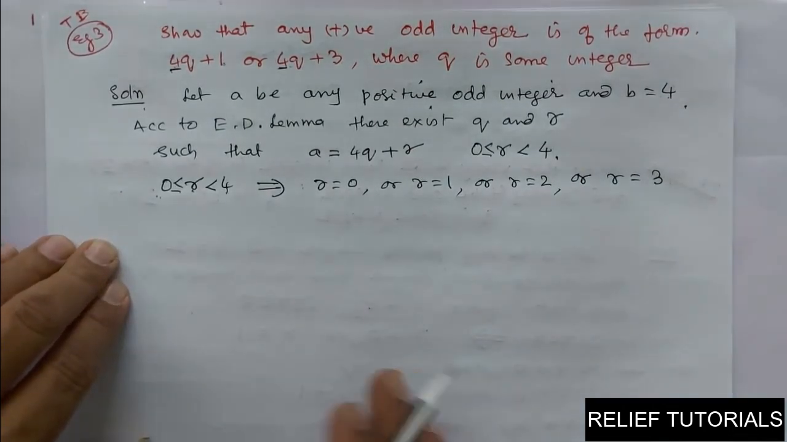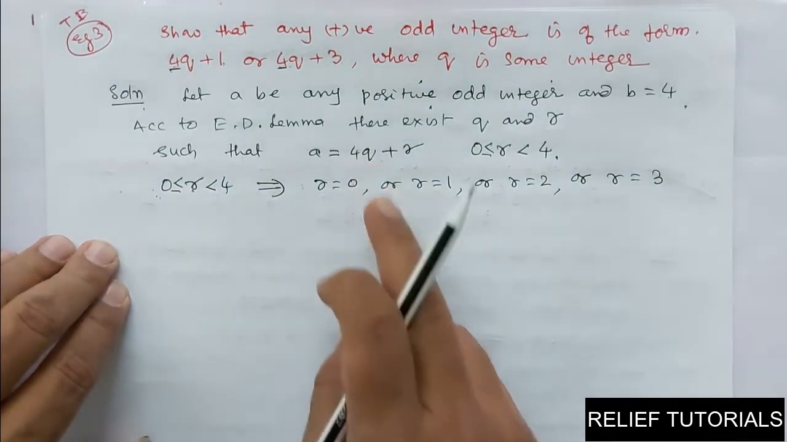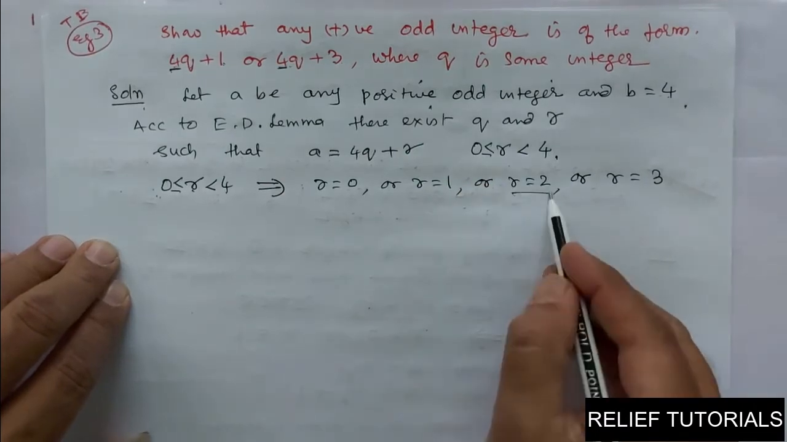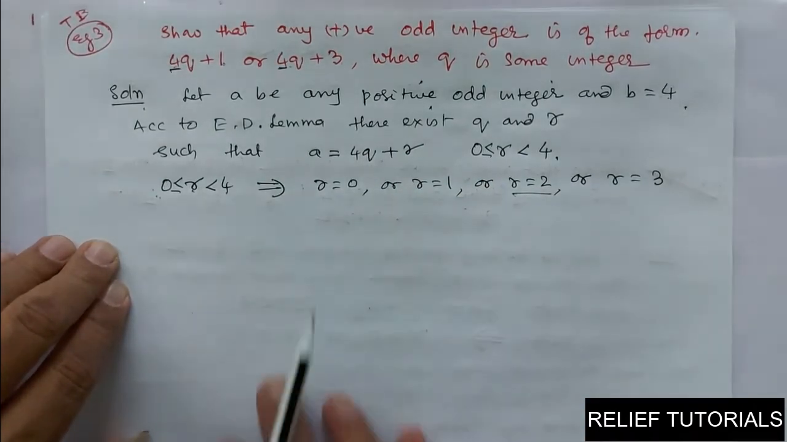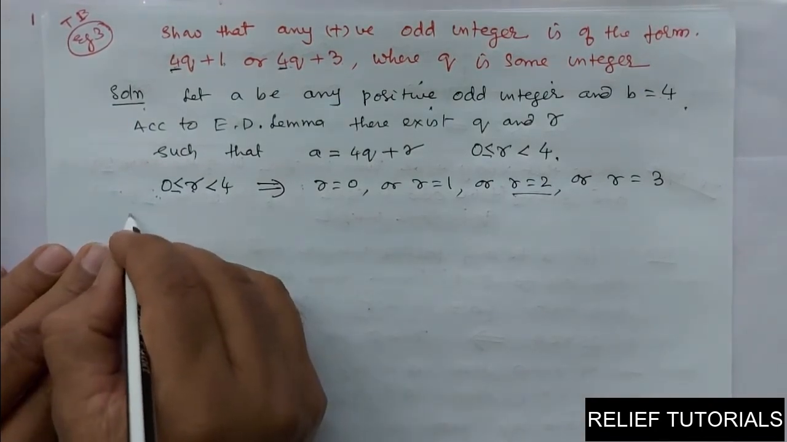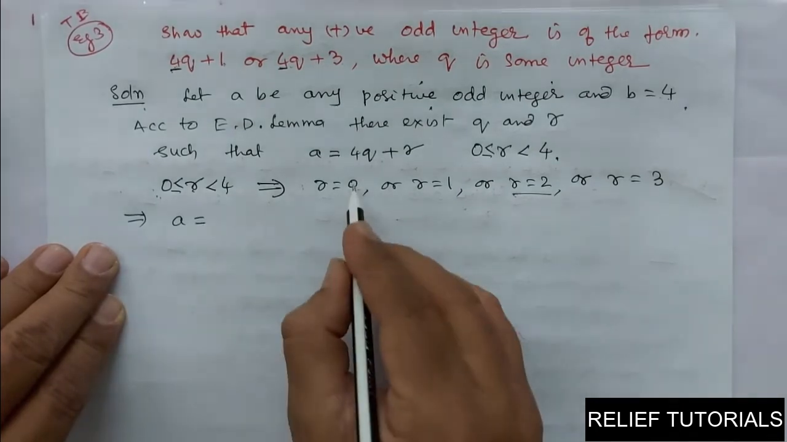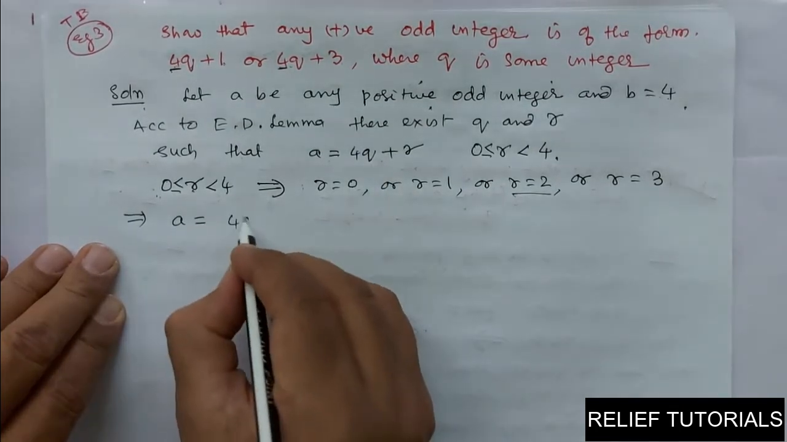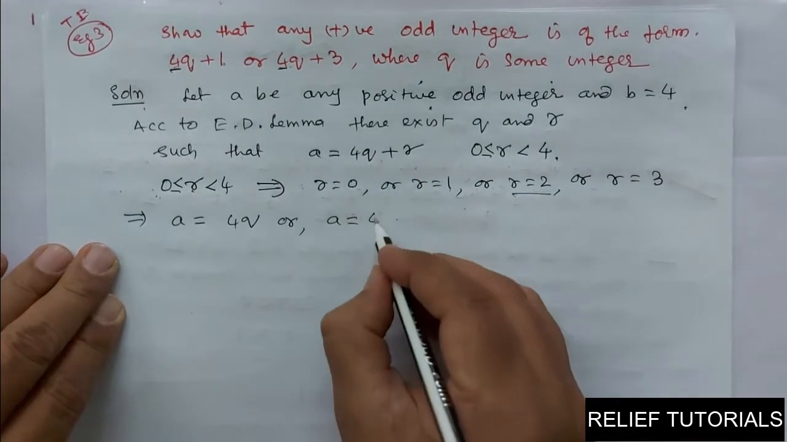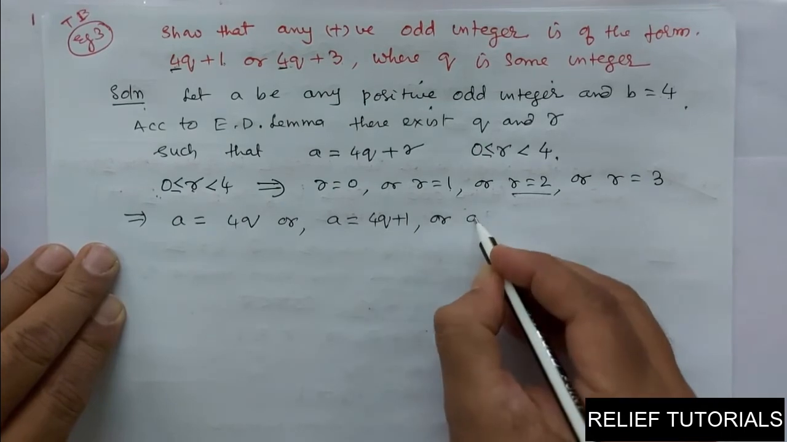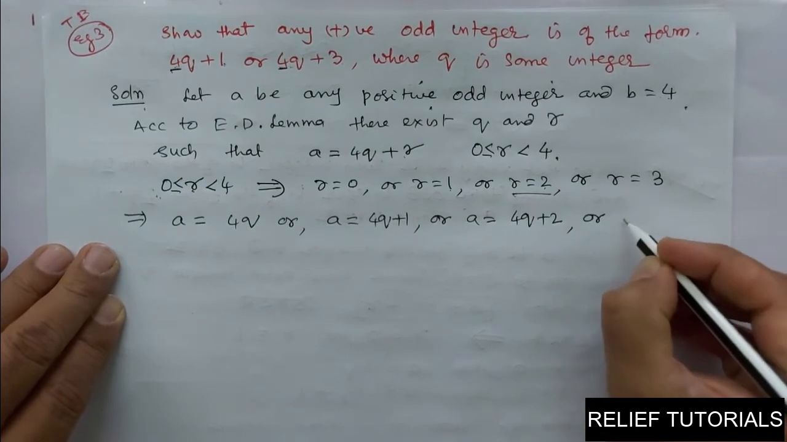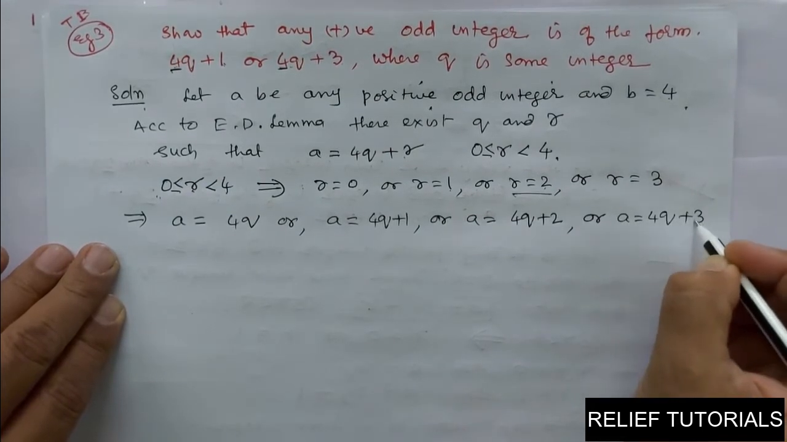Now we will not write: if r is equal to 0, then a is equal to 4q; if r is equal to 1, then a is equal to 4q plus 1; if r is equal to 2, then a is equal to 4q plus 2. Okay, the problem will become longer. So directly we can write: a is equal to 4q if r is 0, clear? Or a is equal to 4q plus 1 if r is 1, or a is equal to 4q plus 2 if r is 2, or a is equal to 4q plus 3.